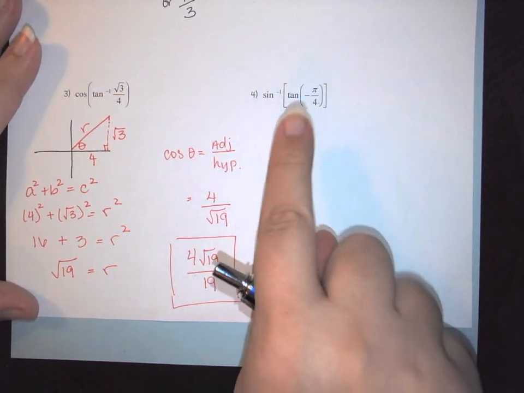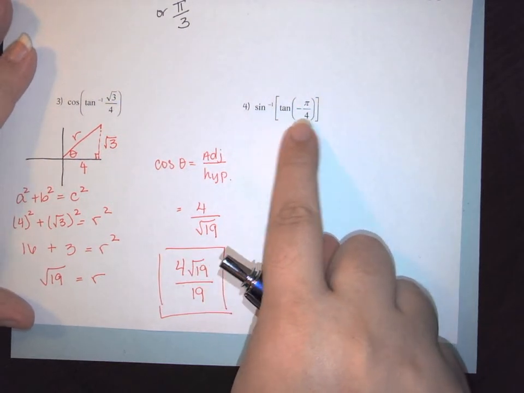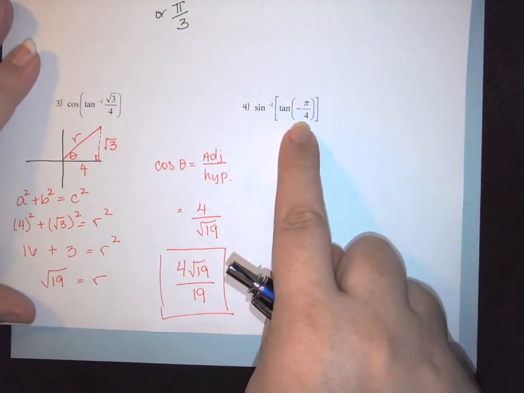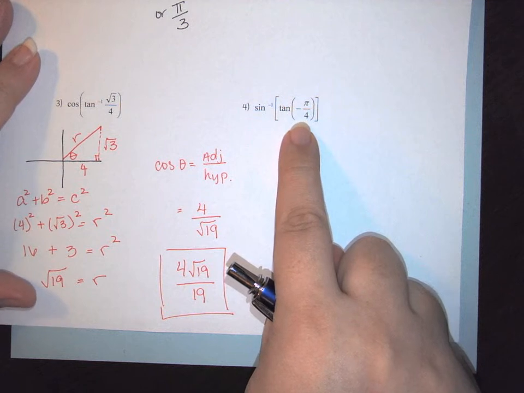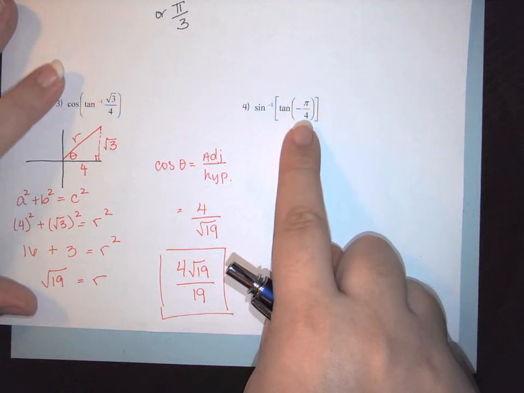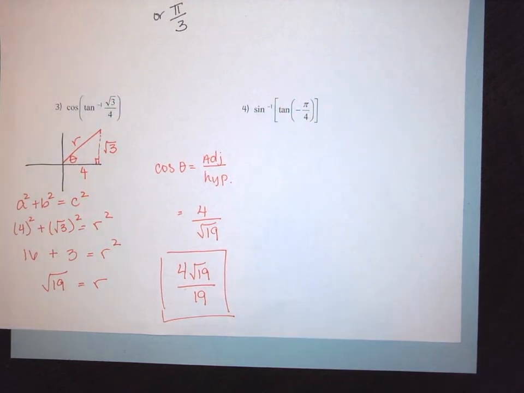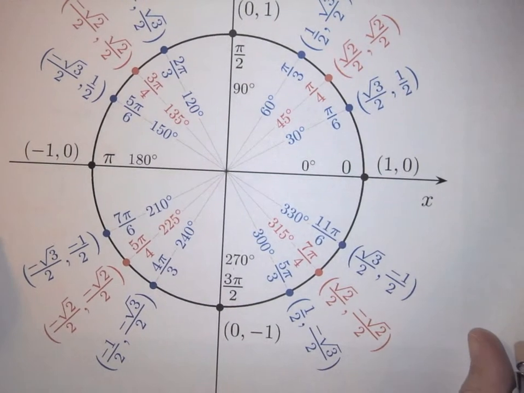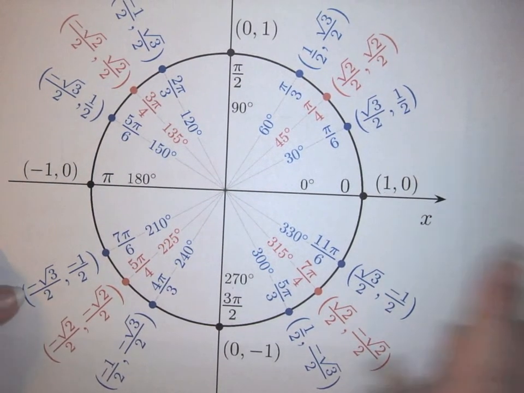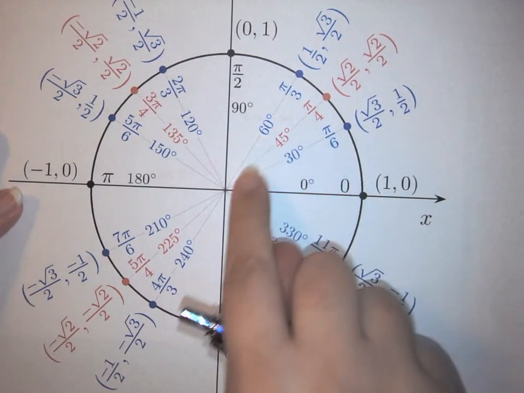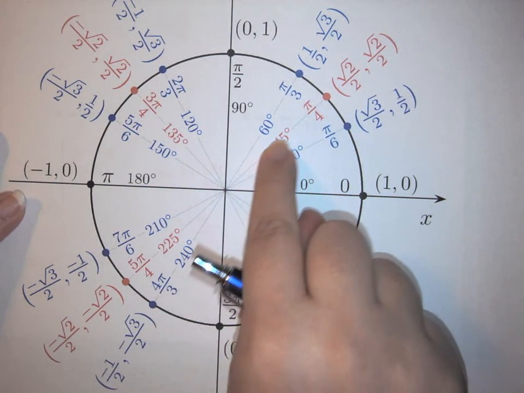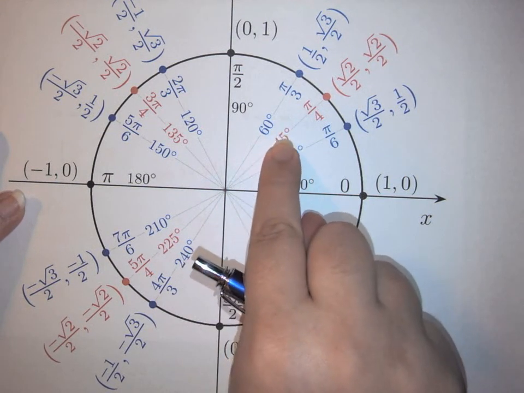Now the last one we have is the inverse sine of the tangent of negative pi over 4. So when we're looking at negative pi over 4, we are looking at the fact that pi over 4 is our 45, 45, 90 triangle. So to verify that, you can look right here at your unit circle. So pi over 4 is this 45-degree angle. So even at negative pi over 4, we're still looking at the 45-degree angle.